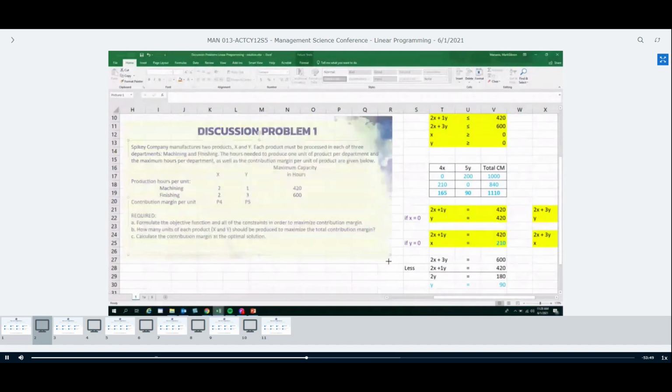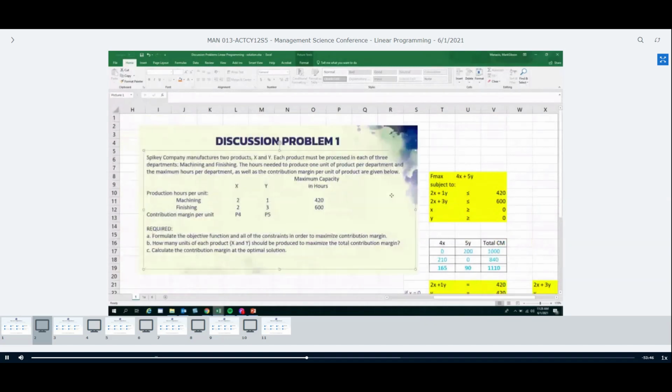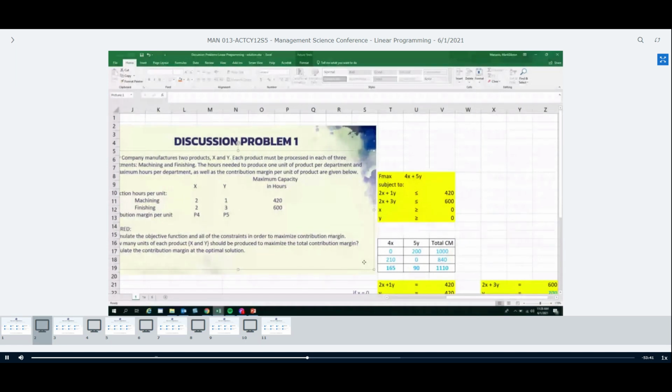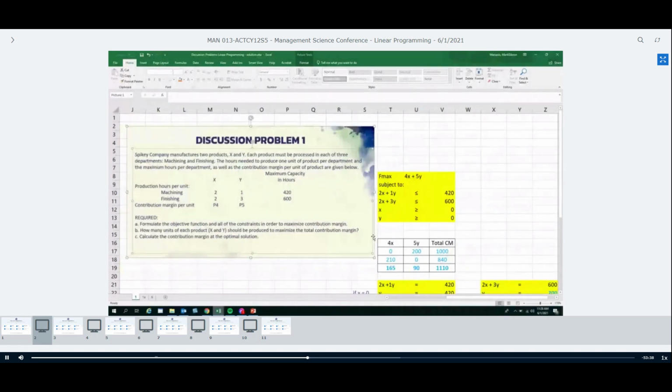Pero siguro ang gawin natin is recall natin ulit yung mga steps, no? Sige. Paulit-ulit na ako ha, pero pagtiyagaan natin to ha. In linear programming number 1, we have to formulate the objective function. So, our objective function in this case is to maximize contribution margin. Express natin yan. So, that's 4x plus 5y. Ayun, yung contribution margin. So, this is our objective function.